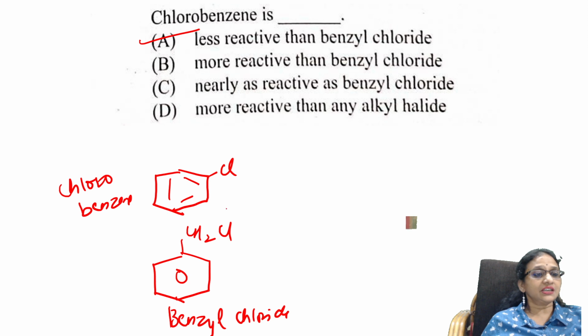In chlorobenzene, the lone pair of electrons on chlorine get involved in resonance.